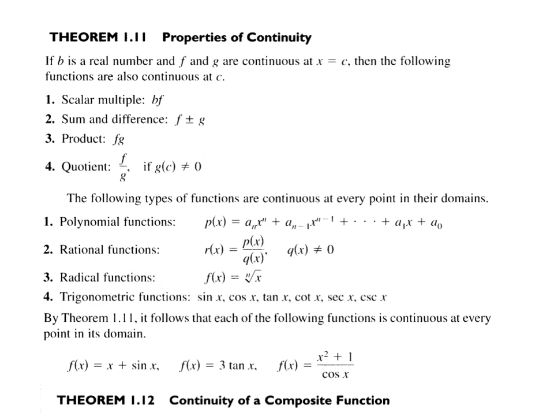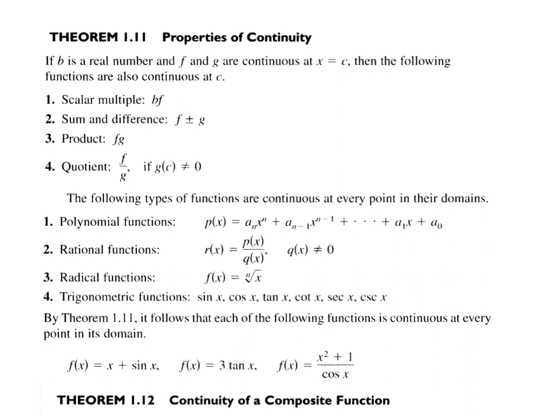So, a scalar multiple. If you know a function is continuous, then any multiple of that function is still going to be continuous. That's what that's saying. The sum and difference: if I have a continuous function plus another continuous function, I'm going to have a continuous function as the result. The same thing applies with multiplication. The same thing applies with division as long as the denominator doesn't equal 0, because then you have a problem. But as long as that denominator doesn't equal 0, continuous divided by continuous will give me continuous.